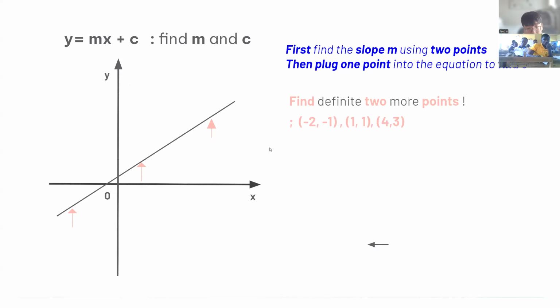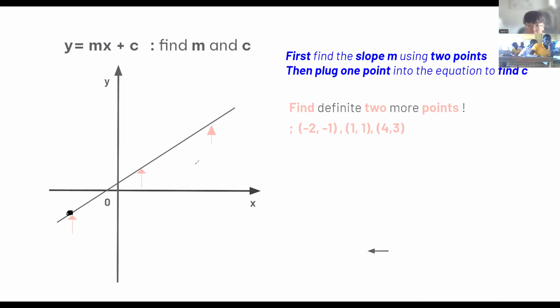So we have the points -2, -1, right? This point is -2, -1. This point is 1, 1. This point is 4, 3. So use any of these 2 points to find the slope, and then plug in one value to find c, and you will get the equation. Can you try to solve this?